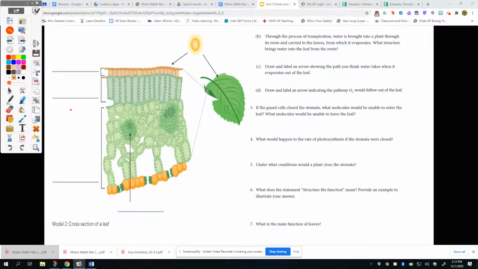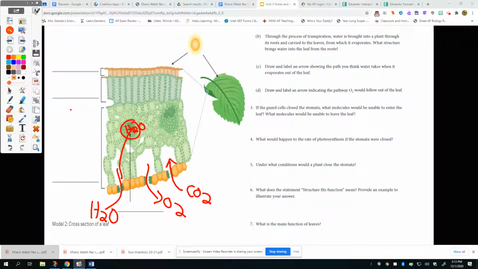All right, so we're still looking at this drawing. Real quick, we'll draw this back. CO2 can go in, O2 can come out, and H2O can leave. And it actually comes in through the vascular bundles.